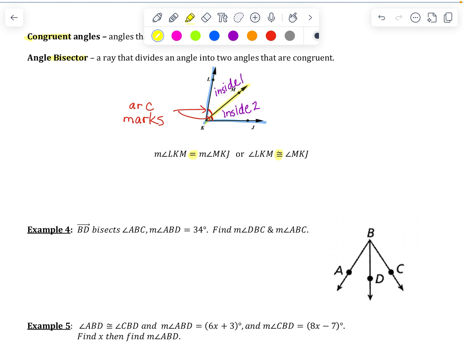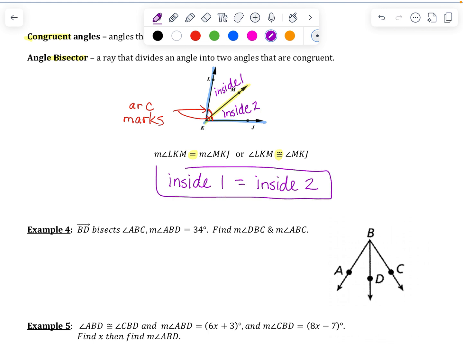All right, so to summarize this idea, let me switch to a different pen here. We just say inside 1 is equal to inside 2. And we have to have some proof of that. Again, the word congruent, the word bisect, the congruent symbol, the equal symbol, or some arc marks. If we see any of that, we know those two smaller inside angles are equal.